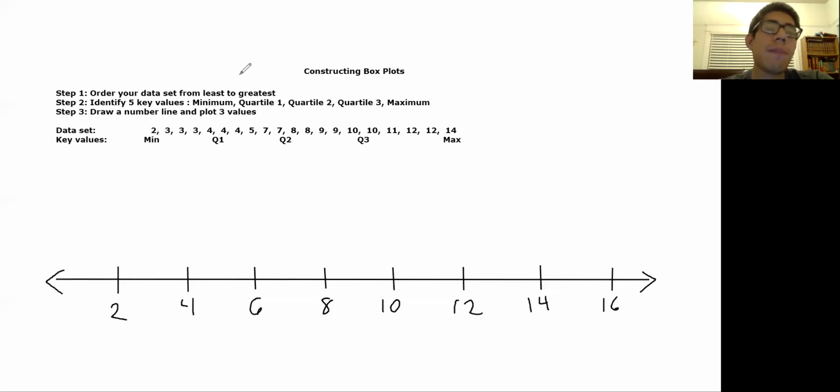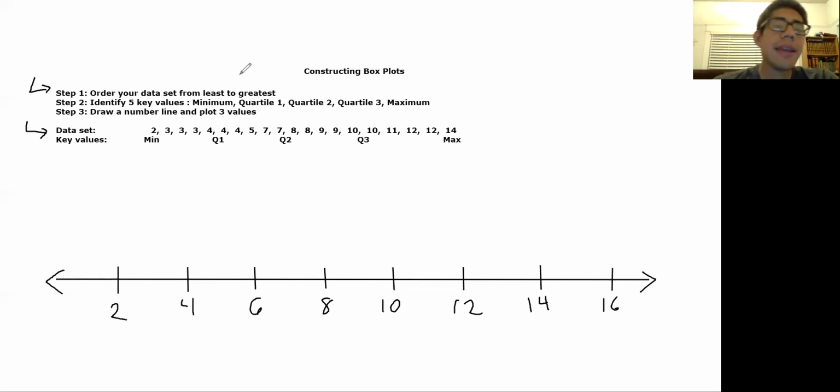Okay, so here for step 1, the same as last time, right? You're going to want to arrange from least to greatest your data set, as shown here. I have 2, 3, 3, 3, 4, 4, 4, 5, 7, 7, 8, 8, 9, 9, 10, 10, 11, 12, 12, and 14. Okay, I'm going to want to arrange these 20 numbers from least to greatest. Now, I've already done that for you. They were originally mixed up, but in your problems, they're going to be mixed up. So you're going to have to just arrange them from least to greatest. Don't forget to do that, right?